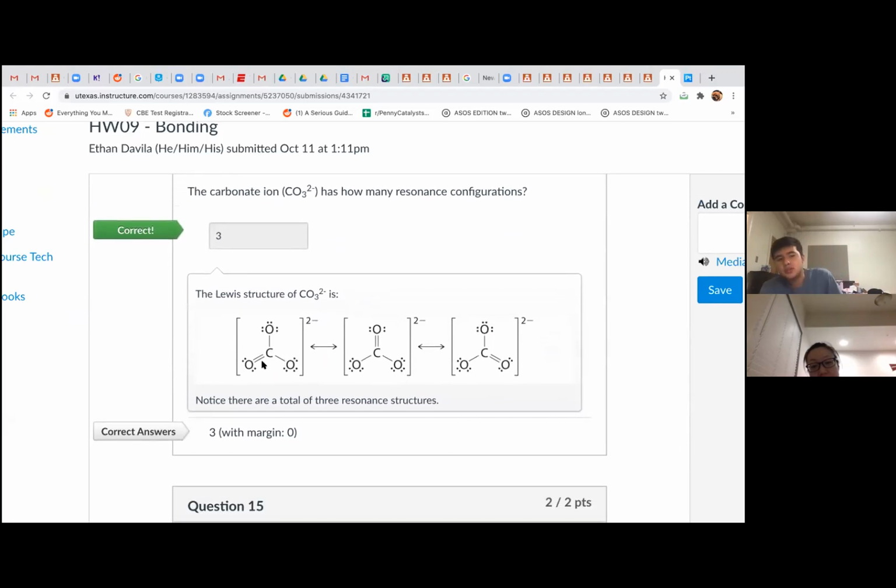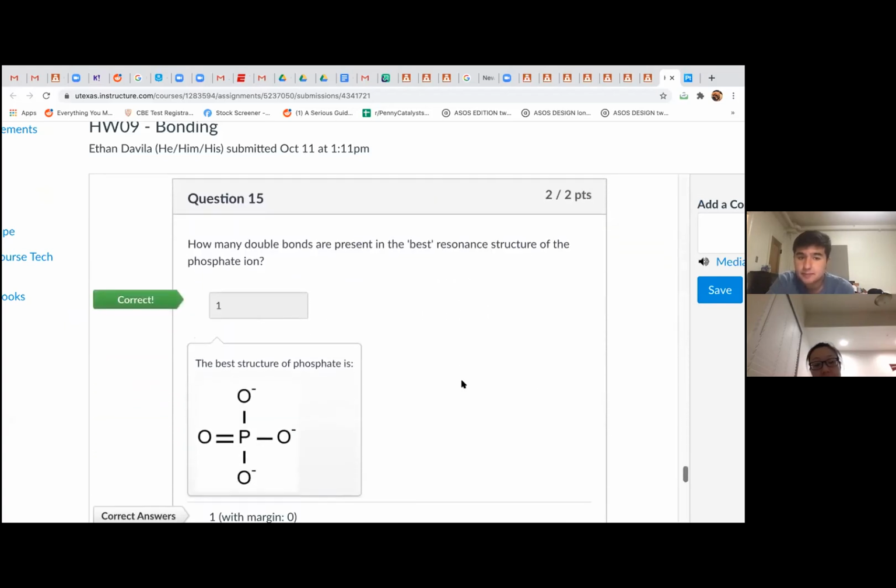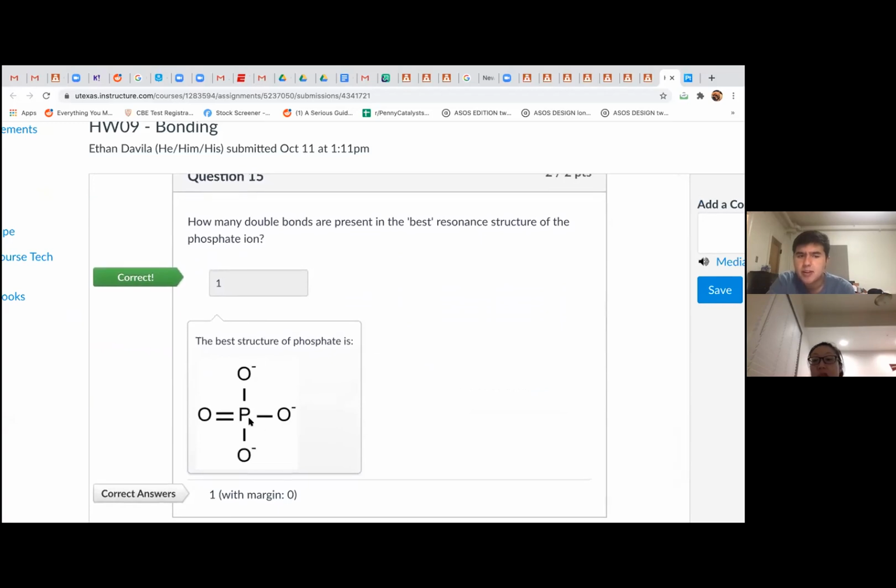So resonance, you just move the bond around as much as you can. Yeah. Wait, what is the best one of these? You'll see later in Orgo. What is the best resonance structure? The one with the best formal charge. Best formal charge is closer to 0. Yeah.